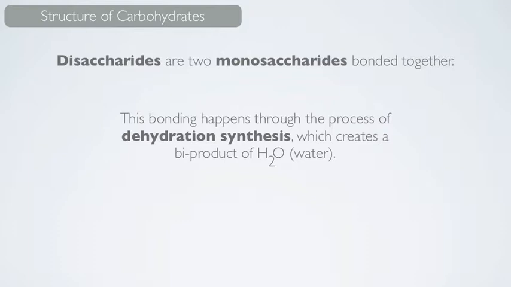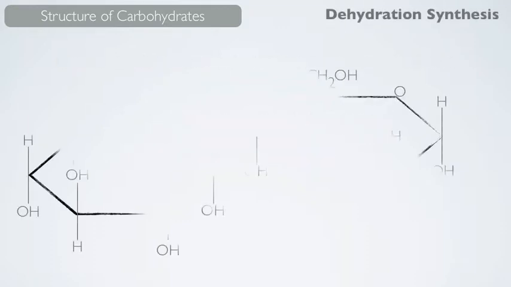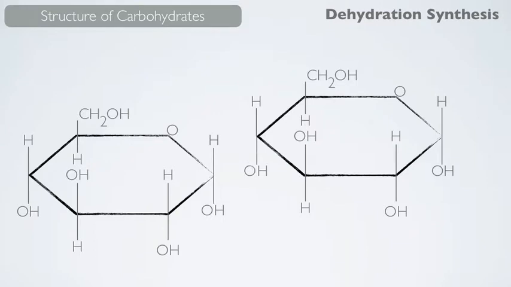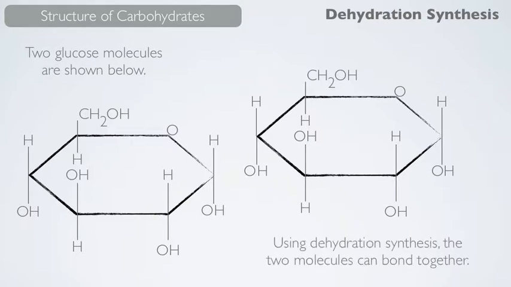Two monosaccharides bond together through the process of dehydration synthesis, which creates a byproduct of H2O, more commonly known as water. Dehydration synthesis creates a glycosidic bond between two carbohydrates or a carbohydrate and another molecule that is not a carbohydrate. A dehydration bond results in the loss of water, or two hydrogens and an oxygen, when the bonding occurs.